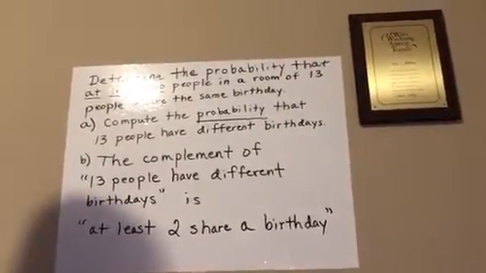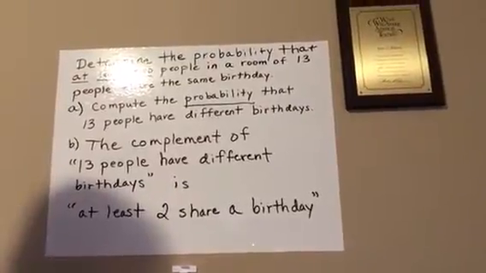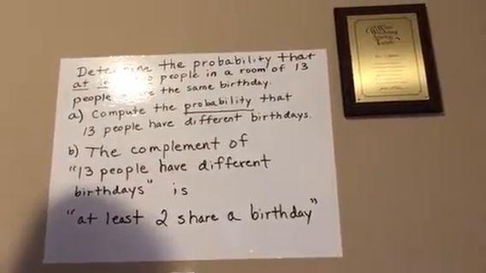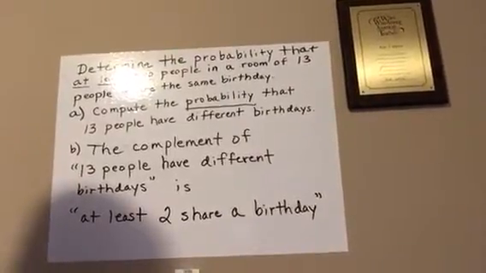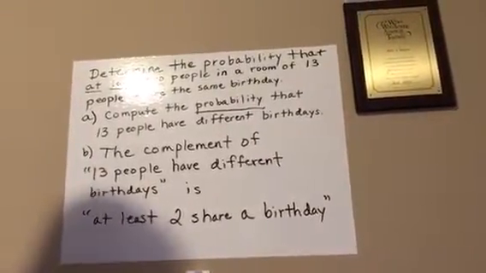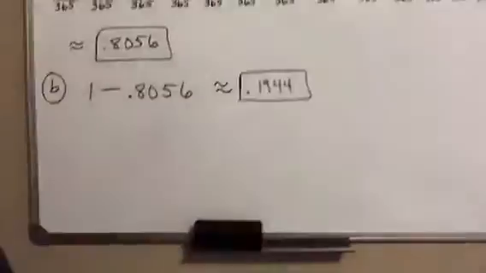All right, so let's do part A. Part A, we're going to compute the probability that 13 people have different birthdays. Okay, now to do that, we're going to come over here to this other board. And I'm going to see if you can see what I did here.